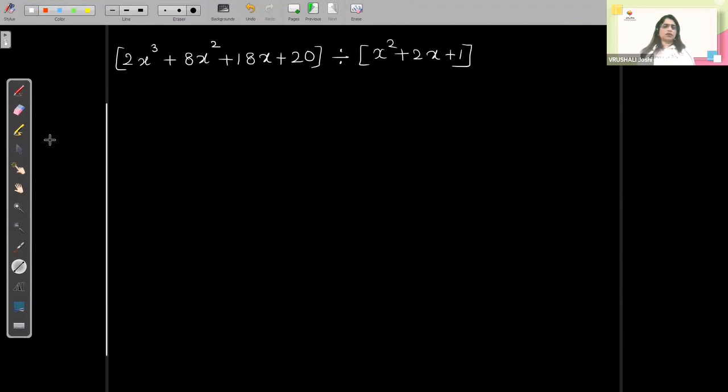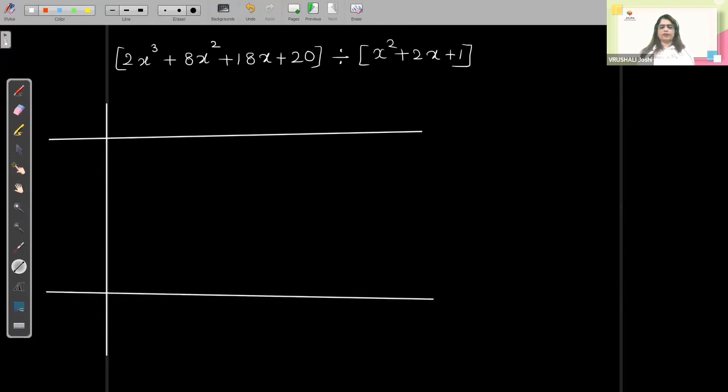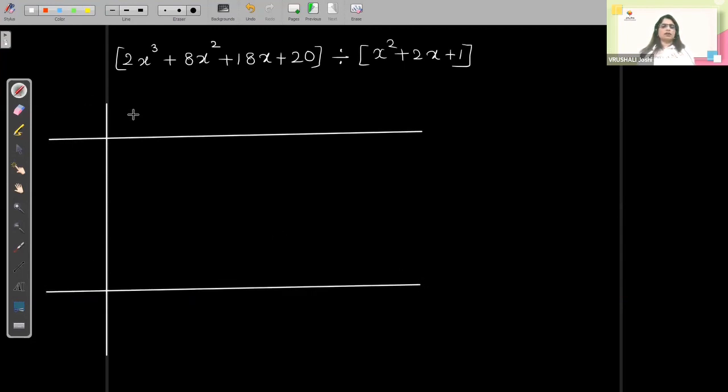Okay. So let's take it like this. So we are going to arrange it now. So we have x cube, we have x square, we have x, and we have the constant. Now, below this, we are going to write 2, 8, 18, and 20. 20 is a constant. Now you see our divisor. What is the divisor we have? Our divisor is this, correct?